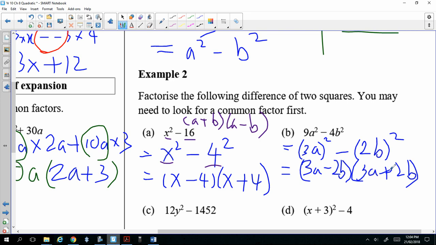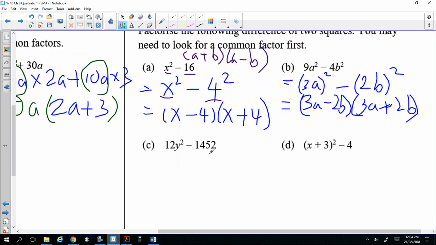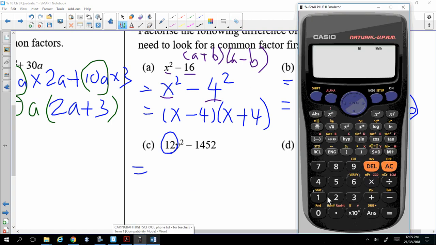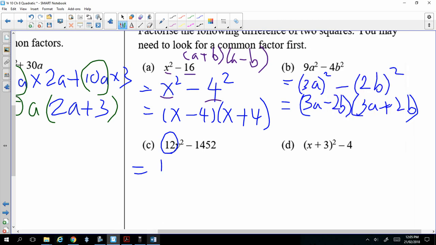So we're going to do 4 different types. So there's the simple one, slightly harder one, and part C requires 1 additional step. Now notice that 12 is not a perfect square. So what you need to do is you may have to take out a common factor. So do 1452 divided by 12. That gives you 121. So you can write that as 12y squared minus 12 times 121.